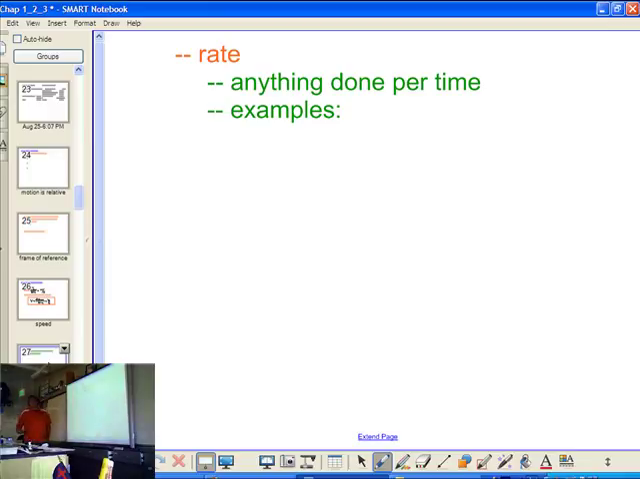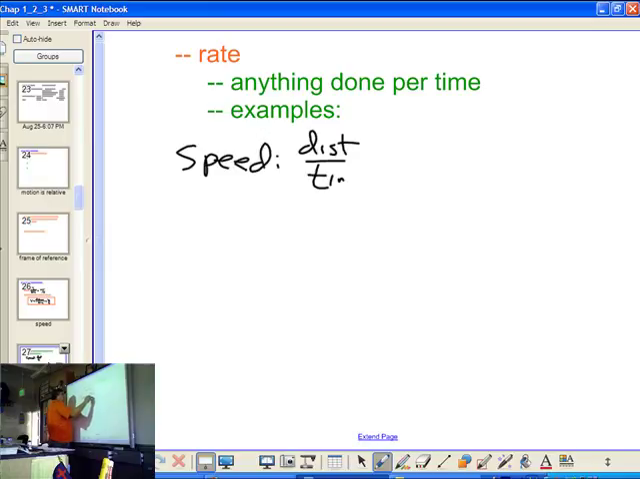Now, rates. So I'll mention rates here. Rates are anything per time. If you do anything per time, it is a rate. Speed is a rate. But there are lots of rates, anything done per time. Like our speed is distance per time, which we have in meters per second.